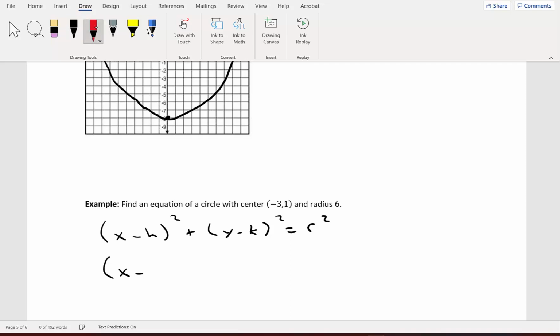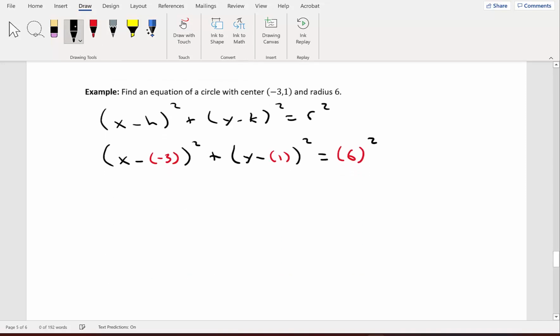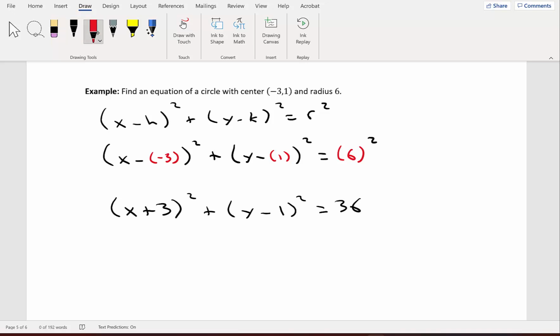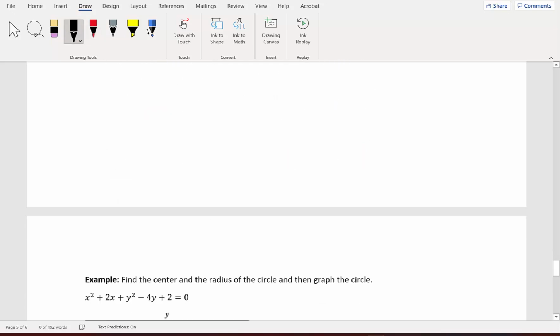So I have x minus, and now my h, which is -3, squared plus, and then I have y minus, and then my k, which is 1, squared is equal to, and then my radius, which is 6, and I have to raise that to the second power as well. So now simplifying, I get x plus 3 squared plus y minus 1 squared is equal to 36. So for this part of our equation, the minus became plus. So that's why I have x plus 3 and then raised to the second power.